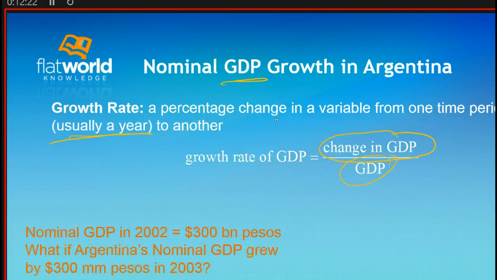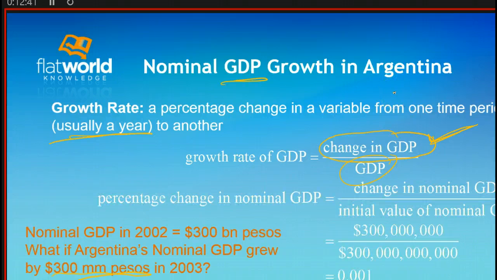Their nominal GDP in 2002 was 300 billion pesos. It grew by 300 million pesos in 2003. That means the change in GDP was 300 million pesos. So what was the nominal GDP growth rate from 2002 to 2003? Well, let's fill it in. The change in nominal GDP was 300 million pesos. The original GDP that we're basing it off of was 2002 GDP of 300 billion pesos.